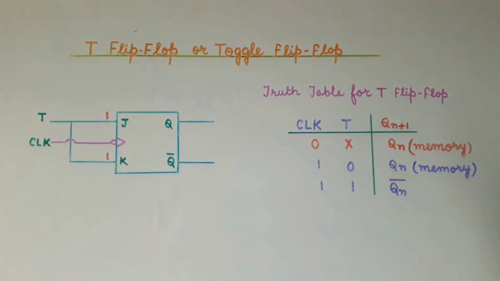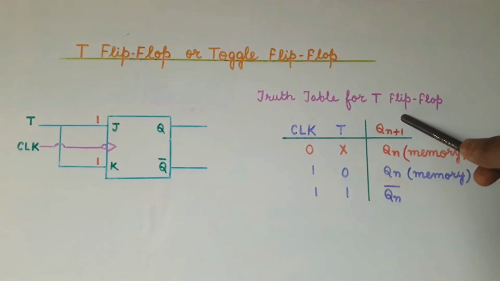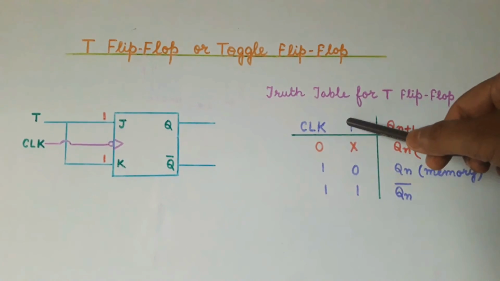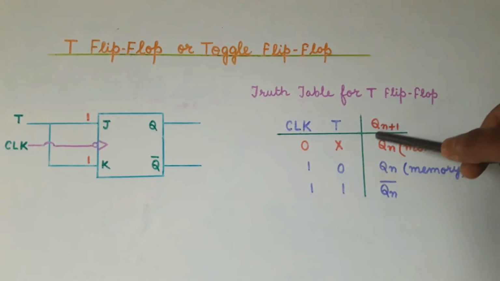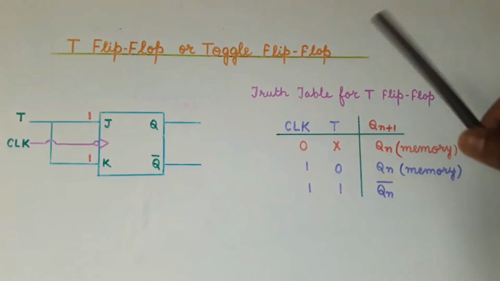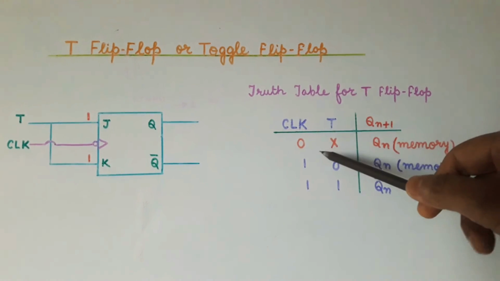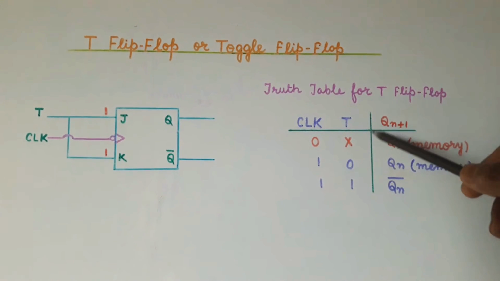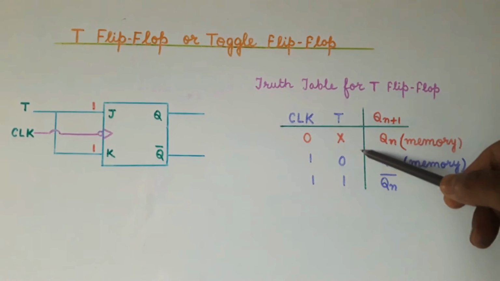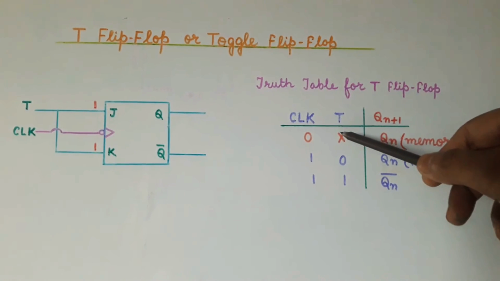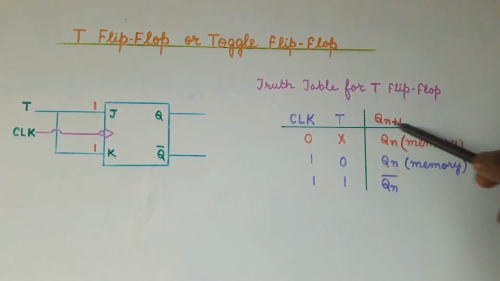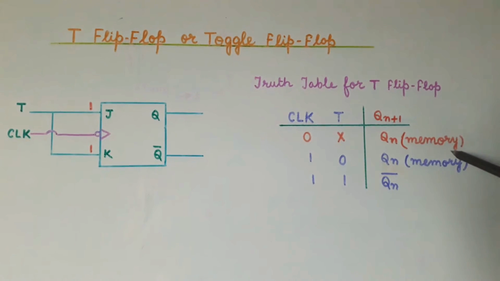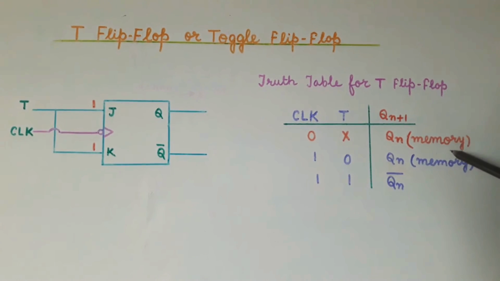Now let us see the truth table of the T flip-flop. Here we are having clock and T as two inputs to this flip-flop and Qn plus 1 as the output. Now when the clock is low, then definitely this flip-flop is not going to operate and the state will be stored. So whatever be the value of this input T, the output Qn plus 1 is going to be Qn. That is our memory. This is a well-known fact to all of us.